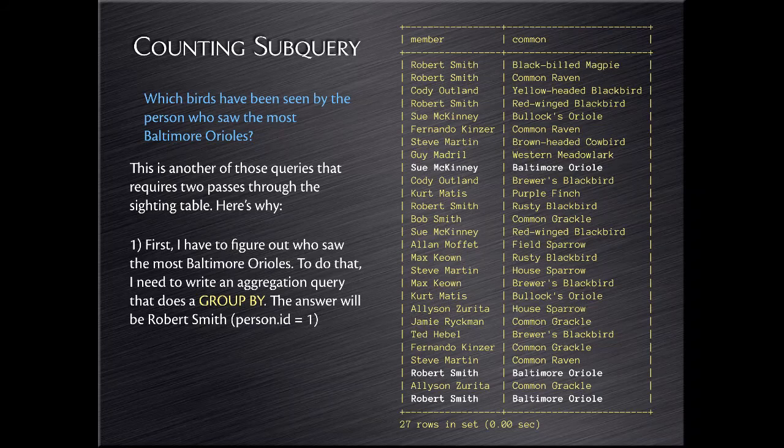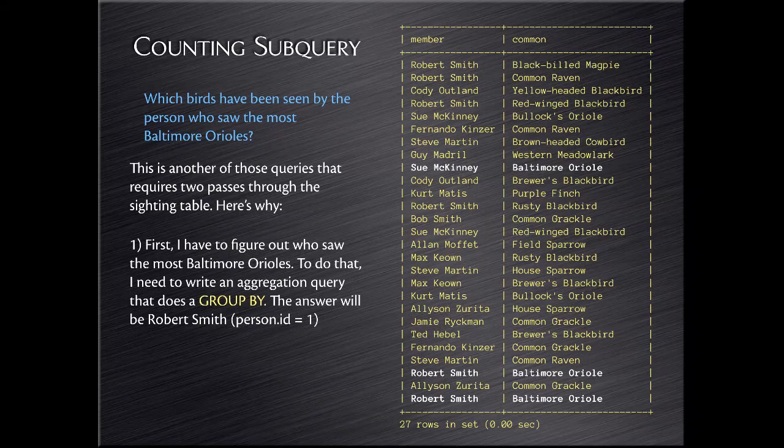Now, I'm just going to cut to the chase. I'm going to cheat a little bit. The answer is Robert Smith. He's person ID 1. I already looked that up. But notice, in this version of the sighting table that I have on the right here, I must look through every single row of the sighting table in order to figure out who wins. Only 2 people have seen a Baltimore Oriole. And in fact, I must look all the way to the end, to the very last row, in order to make sure that Robert Smith is the one who's going to win that contest, right? So this is one full pass all the way through the sighting table just to identify who's won.